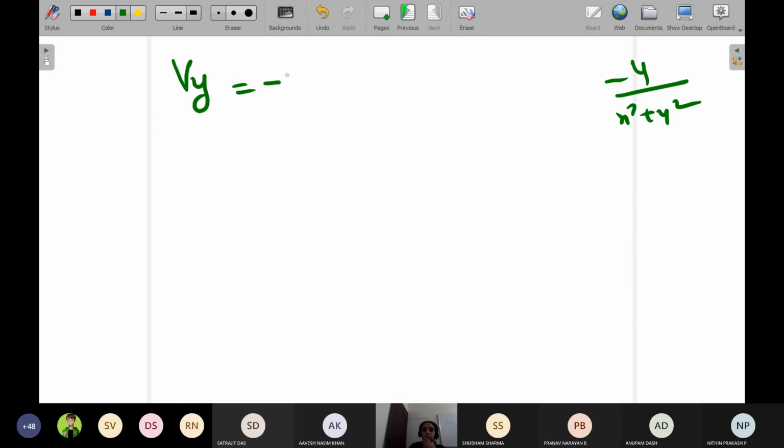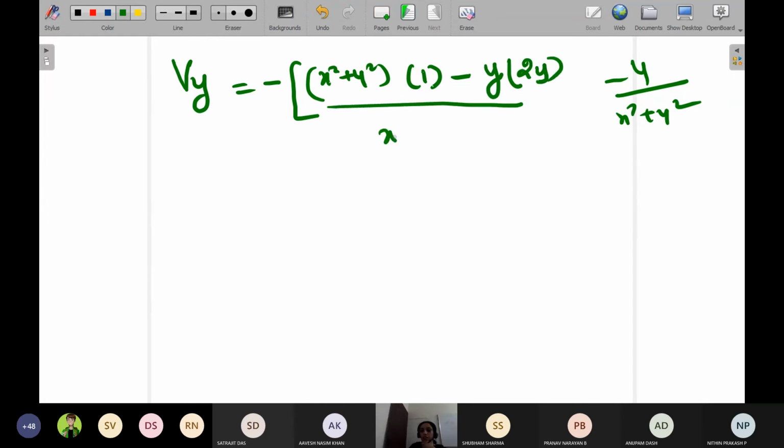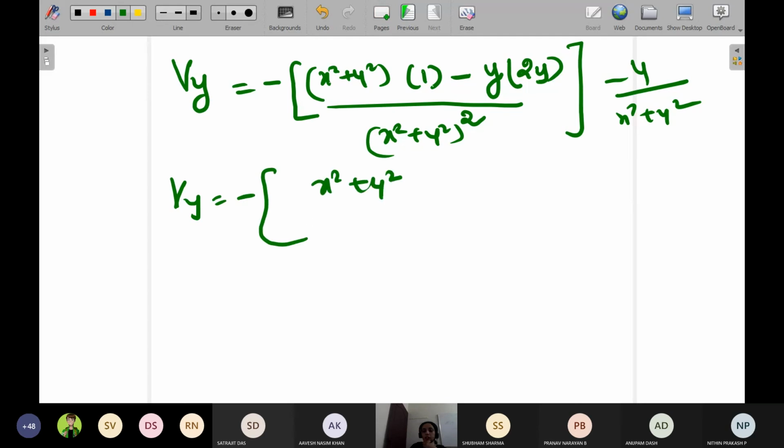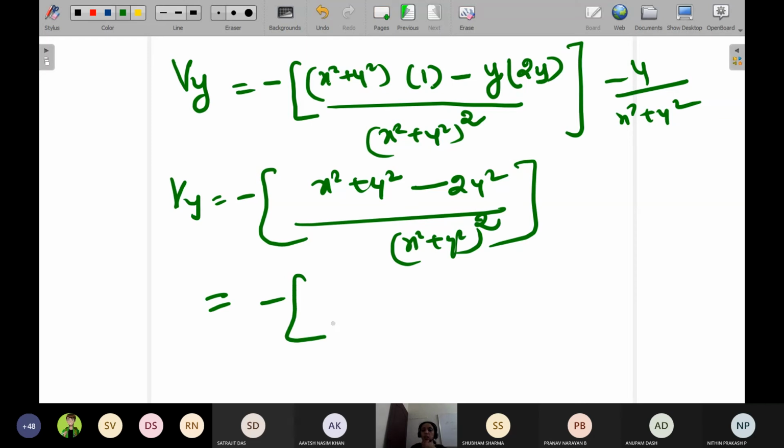Now we'll do the u by v method. The minus sign will be made common. Denominator into differentiation of the numerator minus numerator into differentiation of the denominator with respect to y, which will be 2y, divided by v square, (x square plus y square) the whole square. Once you simplify this, what will be your vy? Minus of (x square plus y square minus 2y square) divided by (x square plus y square) the whole square. So this will be equal to minus of (x square minus y square) divided by (x square plus y square) the whole square.